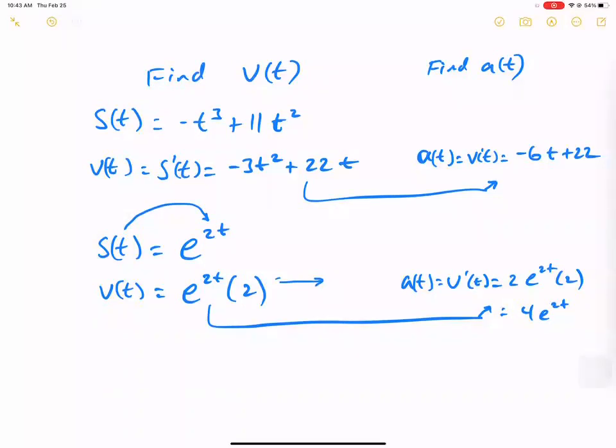Okay. Now, a follow-up, an application to this is what we talked about before. When does the particle change directions?